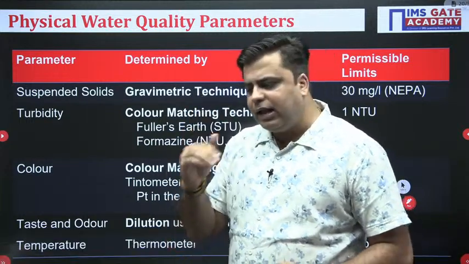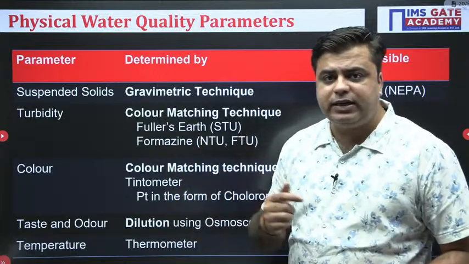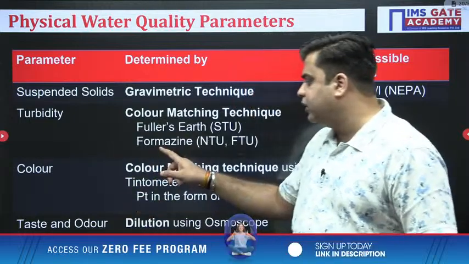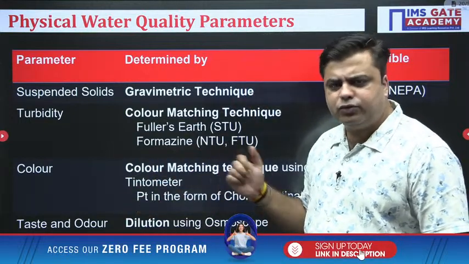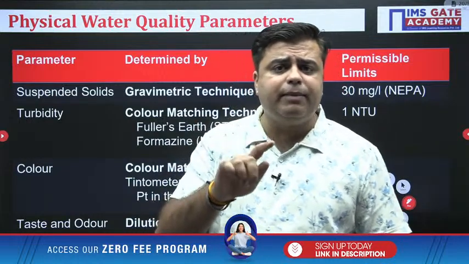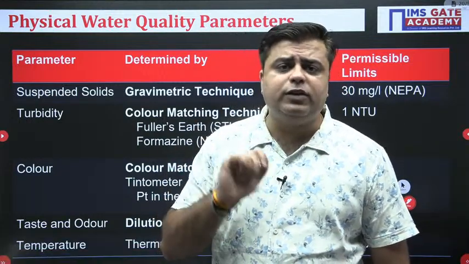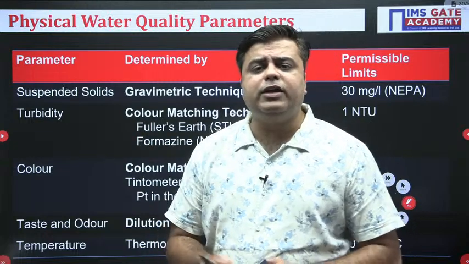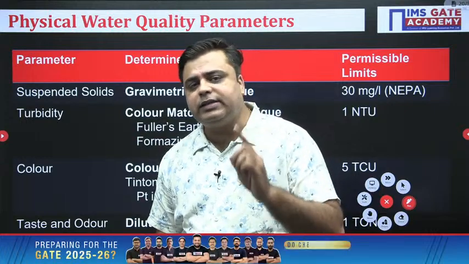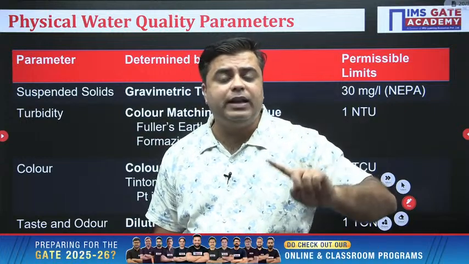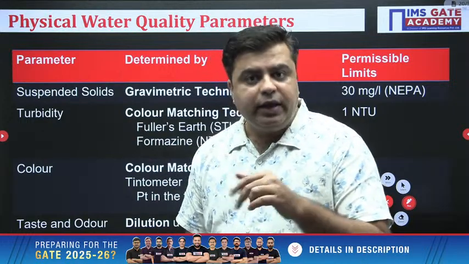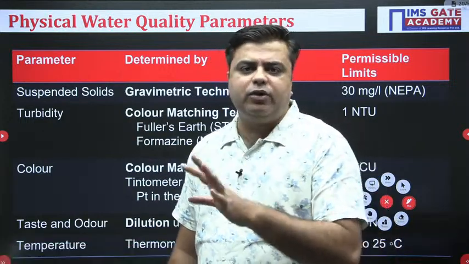On the other hand, the last method is called nephelometer. In nephelometer, the turbidity is measured using formazine or in NTUs. Standard samples are prepared by dissolving 1 milligram of formazine in 1 liter of distilled water. So the amount of turbidity caused by 1 milligram of formazine in 1 liter of distilled water is termed as 1 NTU or 1 FTU of turbidity. NTU means Nephelo turbidity unit. FTU means formazine turbidity unit, same thing.